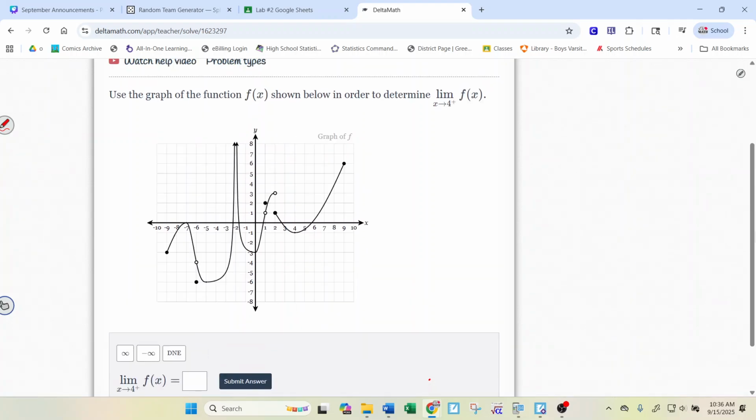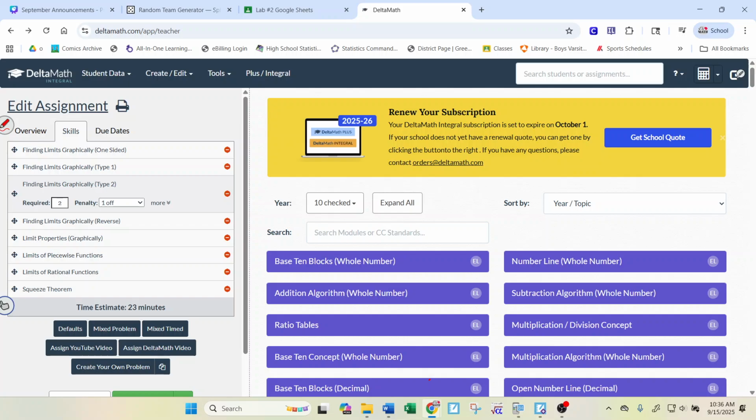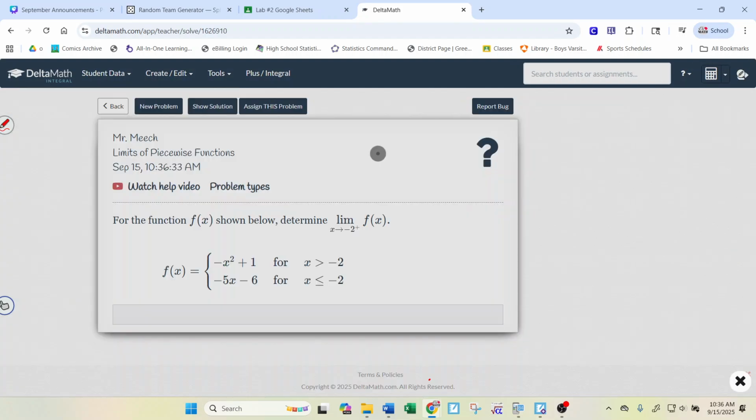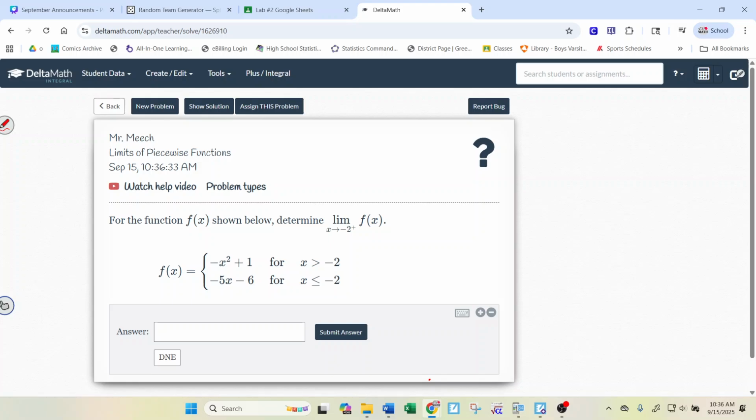This is more. We haven't got to the infinity ones yet, so I'm trying to skip those. So this one. What is the limit as x approaches -2 from the right?